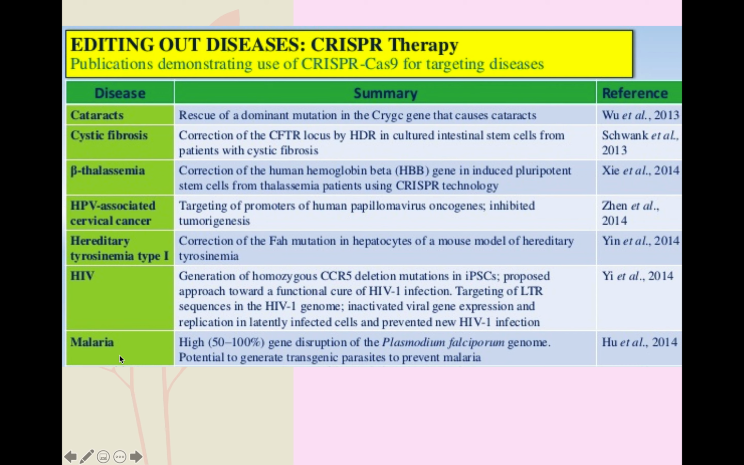And the last one over here is malaria. We know that until now there is not really a very good vaccine to treat malaria. We know that malaria is caused by Plasmodium falciparum. So this is from your chapter 2, if you remember. So they try to find some form of therapy using CRISPR to generate a transgenic parasite to prevent malaria, so that another parasite overcomes the other parasite, which is Plasmodium falciparum. And the first paper is actually in 2014.